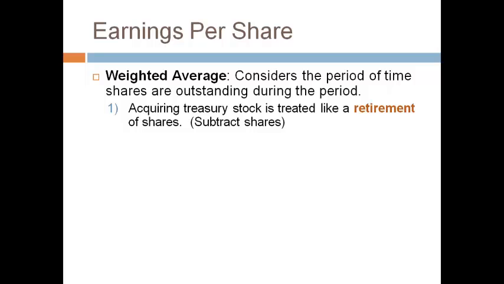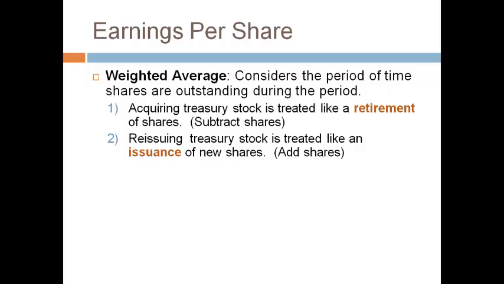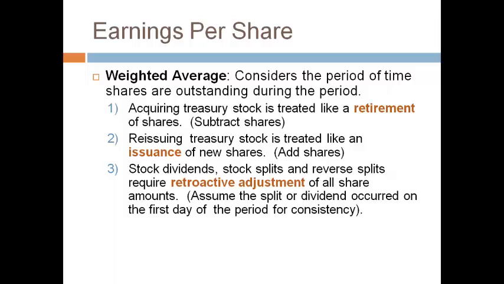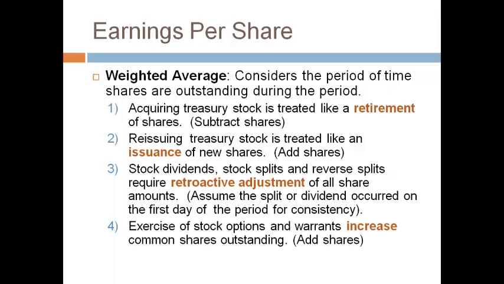Treasury stock is subtracted from outstanding shares. Reissuing treasury shares to other investors increases the number of outstanding shares. Stock dividends and stock splits are considered to have occurred at the beginning of the year for consistency. The exercise of stock options and warrants to purchase common stock increases the number of outstanding shares.